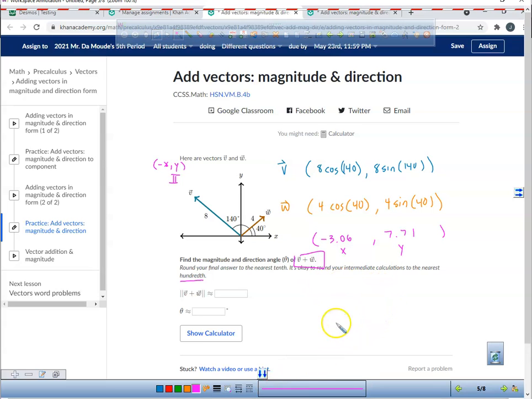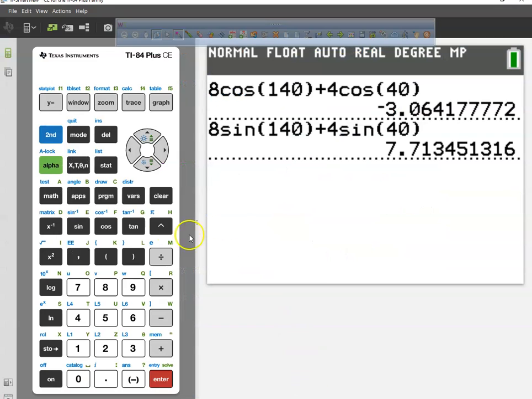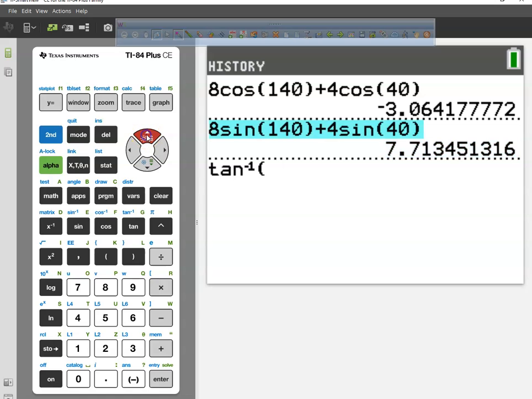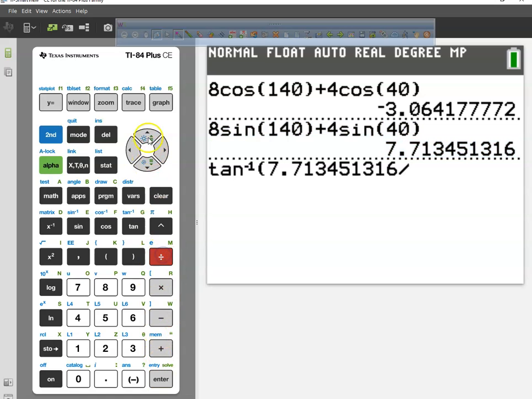So all I'm going to do to find my angle, just remember, theta will always equal the inverse of tangent, and just simply put your y component over the x component every single time. So watch how I do this. I'm just going to hit second tangent. I'm going to get my y component, which is right here, divide it by my x component, which is right here, press enter.